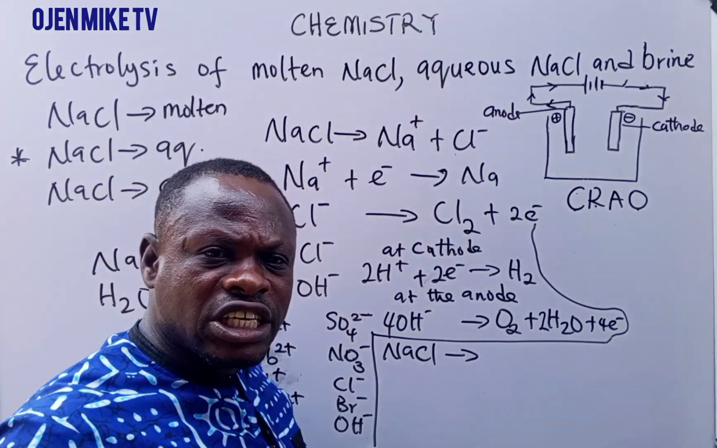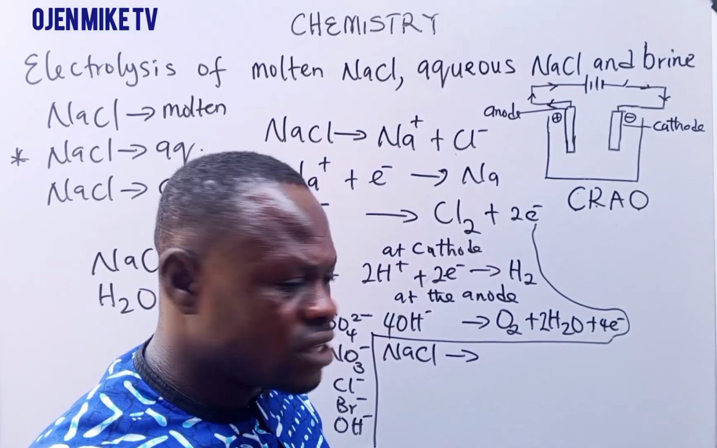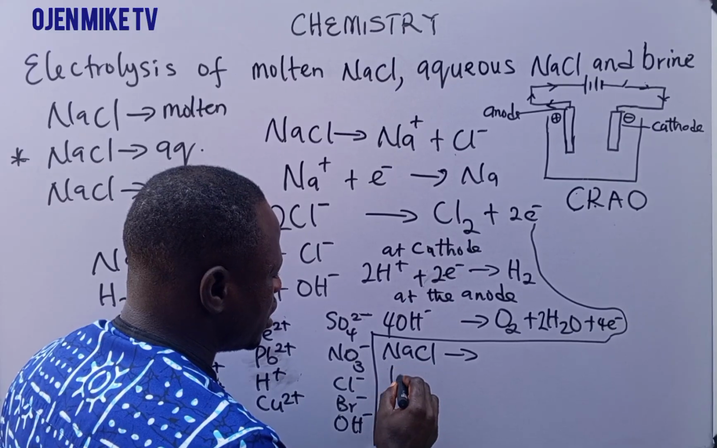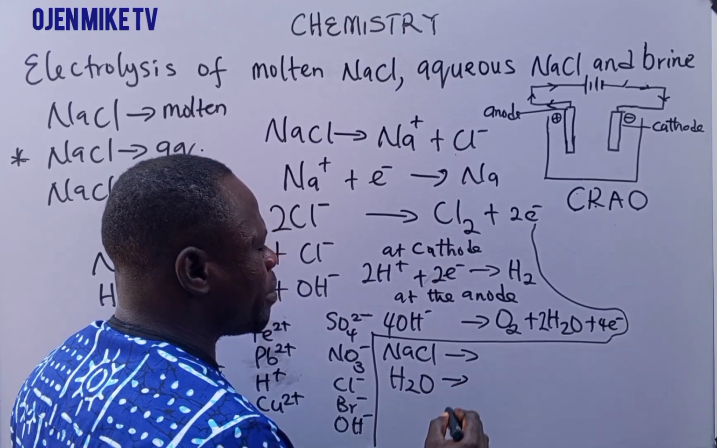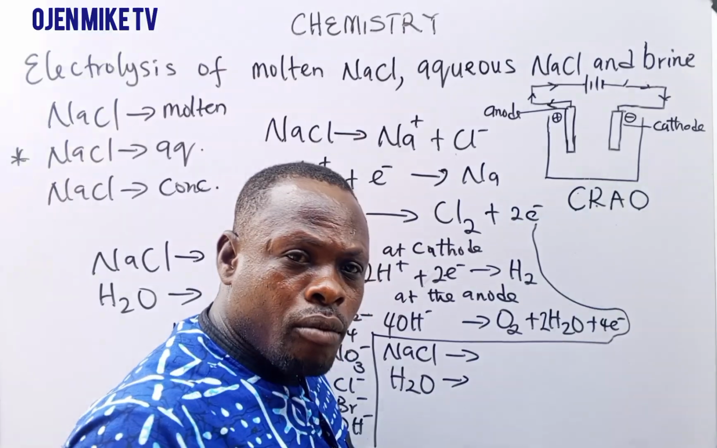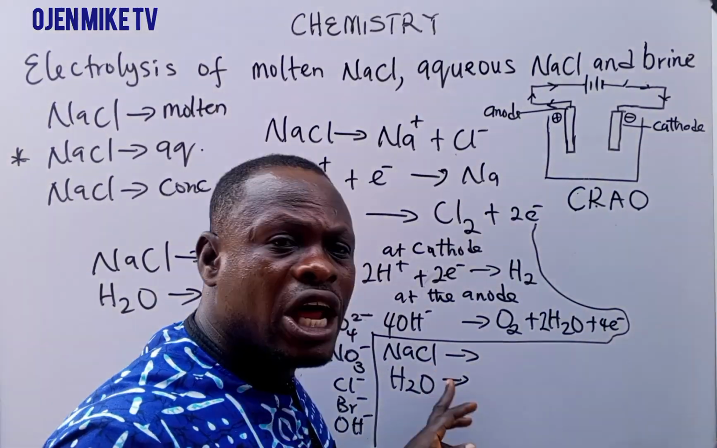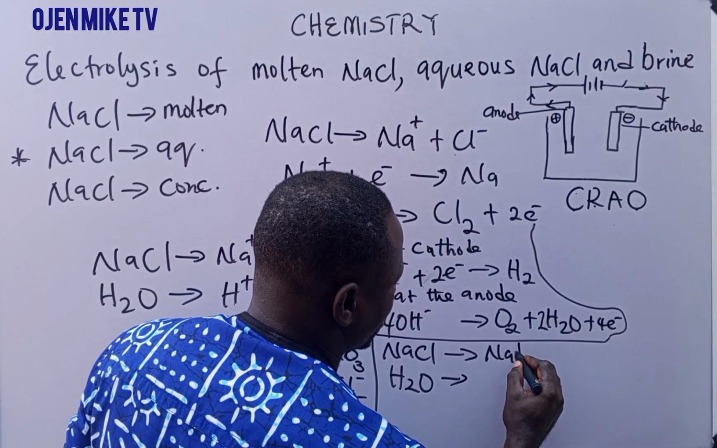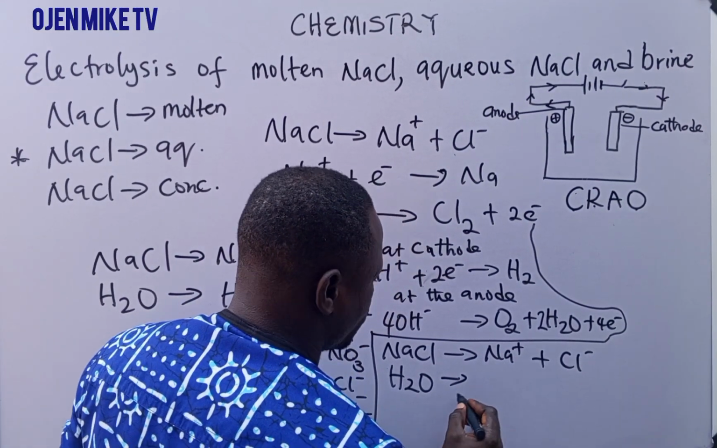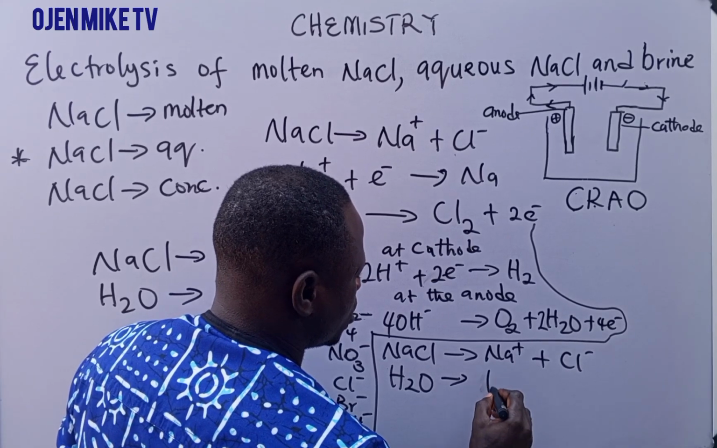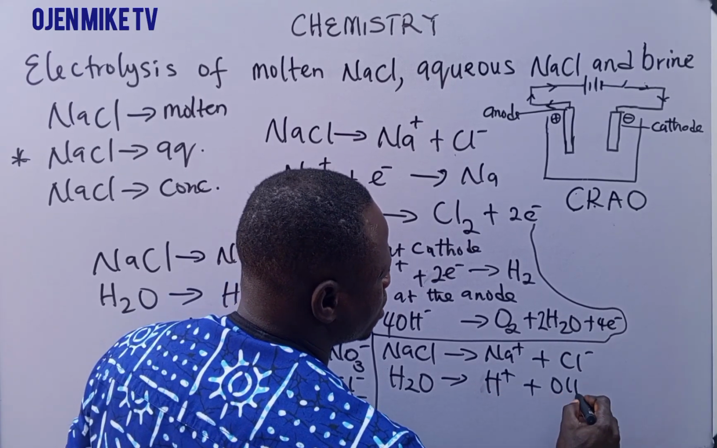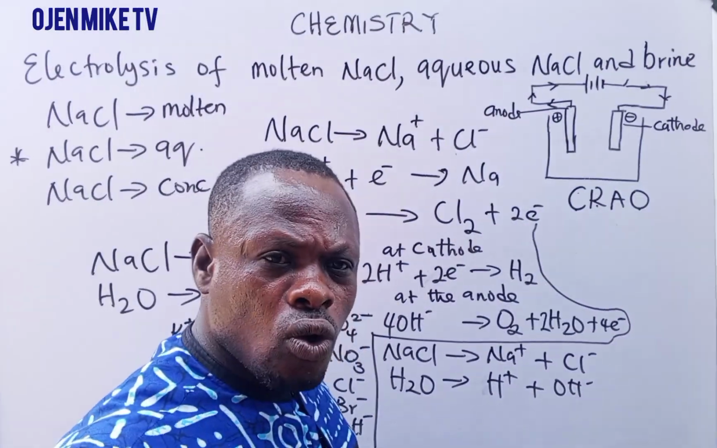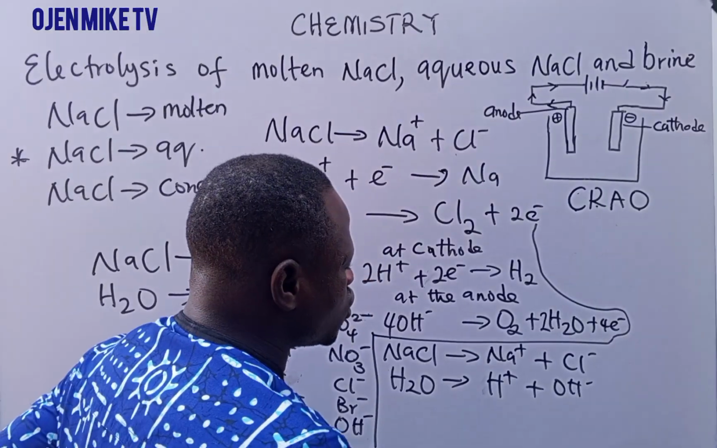Concentrated means that it is concentrated, not that it is not mixed. The concentration of sodium chloride is high. Remember, you add it in water (H2O), but the concentration of the electrolyte is high. Are you following? So the ions that will be produced, of course, we have sodium ion plus chloride ion. Here we have H ion plus OH ion.